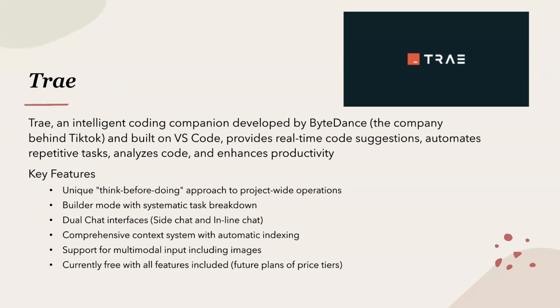Trae, an intelligent coding companion developed by ByteDance, which is the same company behind TikTok, and built on VS Code, provides real-time code suggestions, automates repetitive tasks, analyzes code, and enhances productivity. Some of its key features include a unique think-before-doing approach to project write operations, Builder mode with systematic task breakdown, dual chat interfaces, side chat and inline chat, and a comprehensive context system with automatic indexing, support for multi-modal input, including images. At the time of this video, it's currently free with all features included, but there are plans to include price tiers at a later point.